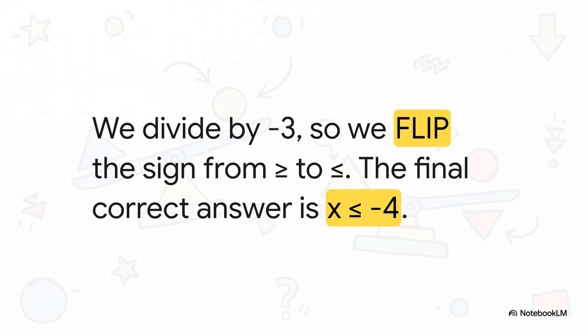So let's put that into practice right now. We're dividing both sides by negative 3. And because we're dividing by a negative, we have to flip that greater than or equal to symbol, and it becomes a less than or equal to symbol. And that gives us our correct final answer. x is less than or equal to negative 4.